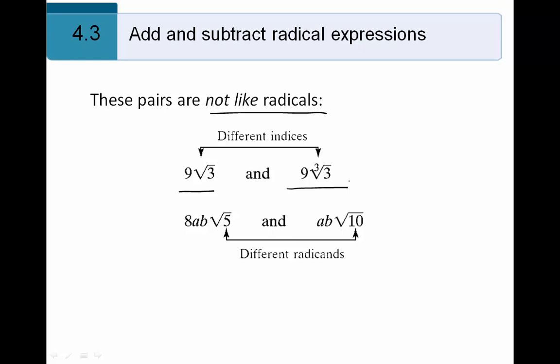Down here we have 8ab square roots of 5 and ab square roots of 10. Although they both each have an index of 2, both square roots, they don't have the same radicands, so you wouldn't be able to add those together. So in order to add and subtract radicals, you have to have the same index and the same radicand. And the radicand is just a fancy word for what's underneath the radical sign.